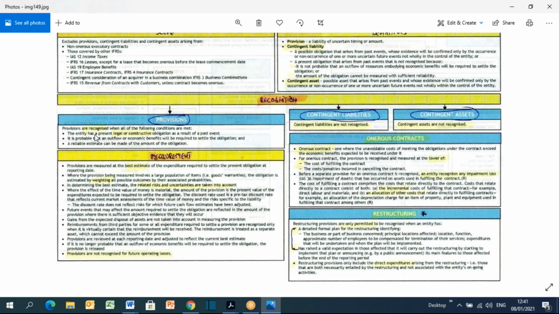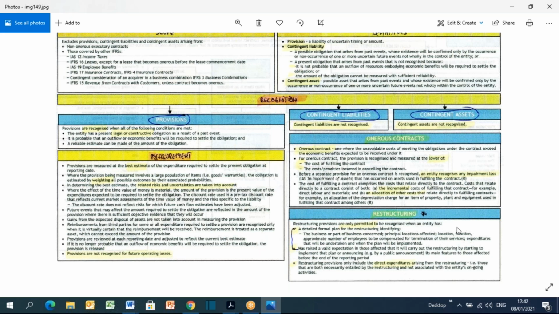What is a provision and when should it be recognized? When it has a legal or a constructive obligation as a result of a past event, it is probable that an outflow will flow from the entity, and that a reliable estimate can be made. What is the measurement? For example, you should know that provisions are more or less always measured at the best estimate of the expenditure required to settle the present obligation at the reporting date. There was a question about onerous contracts, and it was a tricky question, so you should know something about this also.